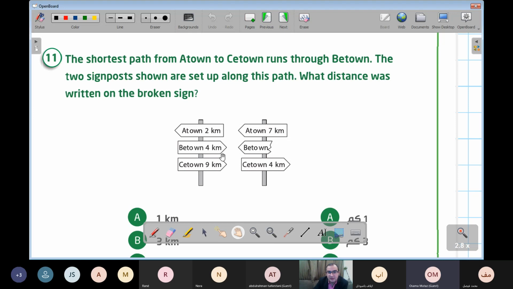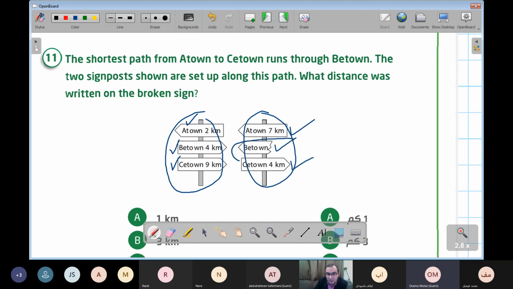Okay, so we have 6 signs here. We have the first one, the second one, the third one. This is the signpost to the left and the signpost to the right. We have another 3 signs. This is the first, second, this is the third. But one of them is broken. We want to know what the number must be on this sign.